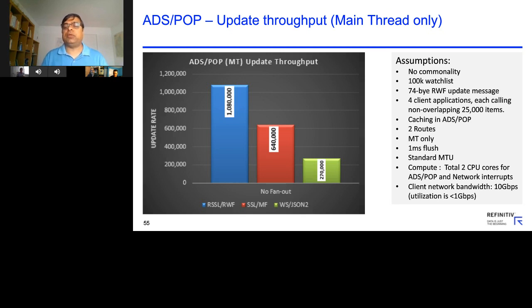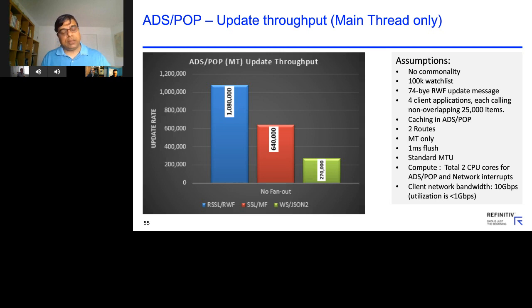So we use the standard MTU, 1 millisecond flush, and did a couple of routes there. We call 100,000 items from 4 client applications, non-overlapping so that there is no commonality. It's our standard 74-byte RWF message. So the upstream is RWF in this case. And so if you are using the RSSL client, you can get over 1 million messages.